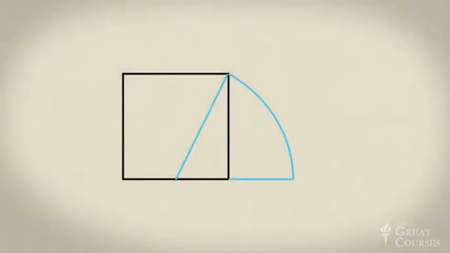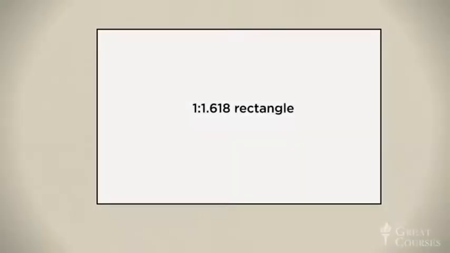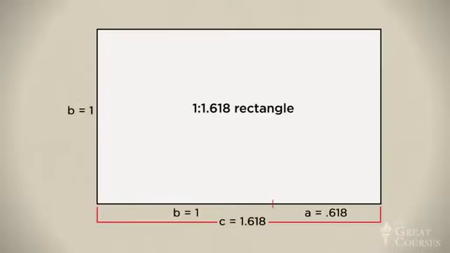Now, onto our golden rectangle. We'll retain the height of the square and construct a new rectangle on the golden ratio base. That's it. So this is our 1.618 rectangle, meaning the height is 1 to a width of 1.618.